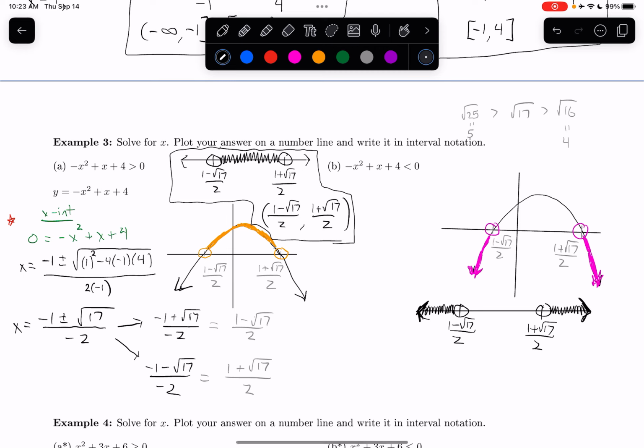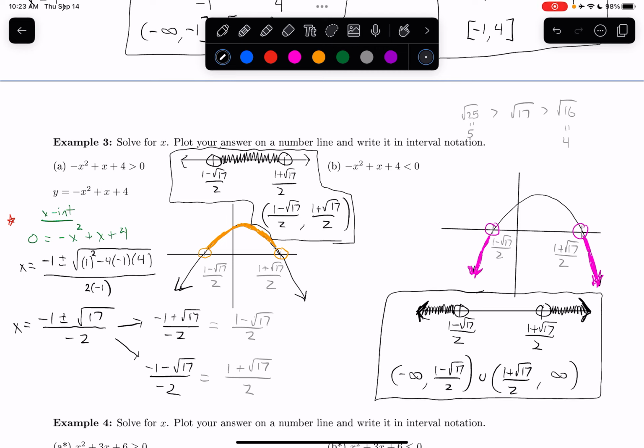So in my interval notation, I'll get negative infinity, parentheses, comma, 1 minus root 17 over 2, parentheses, union 1 plus root 17 over 2, parentheses, comma, infinity with the parentheses. And there we go.